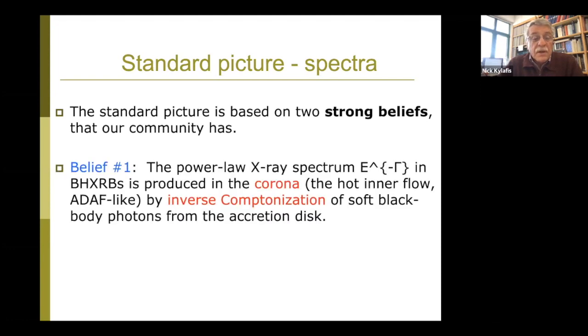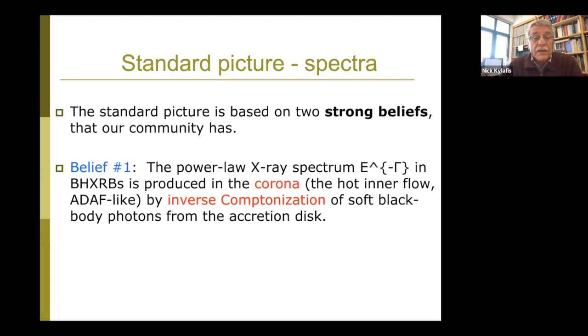So party line number one says the following: the power law X-ray spectrum, which is in the form E to the minus gamma, where gamma is the photon number spectral index, and I will use it again and again, so remember it, in black hole X-ray binaries is produced in the corona. They call corona the hot inner flow. I will say more about it. By inverse comptonization of soft black body photons from the accretion disk. Okay, fine. I have no objection with that.